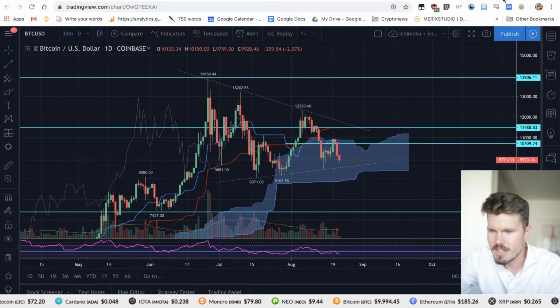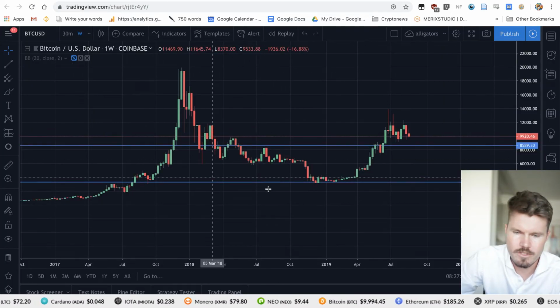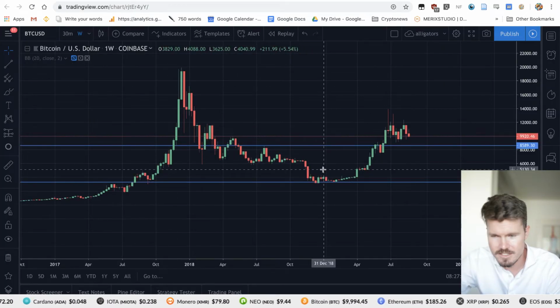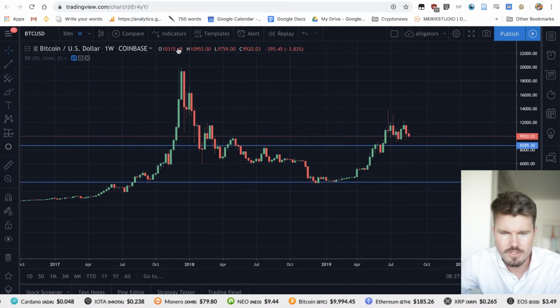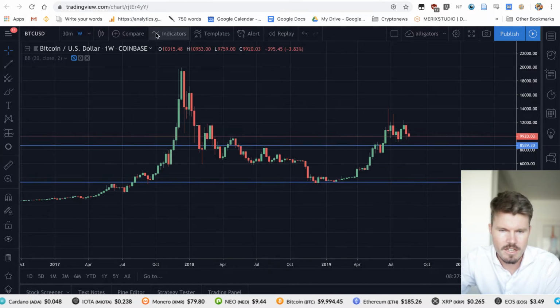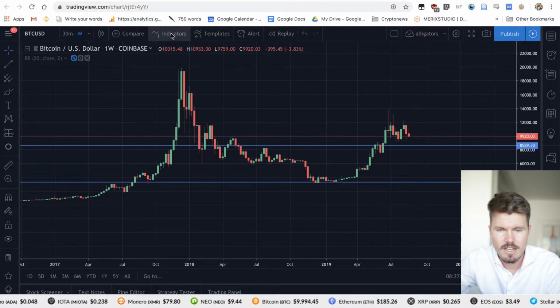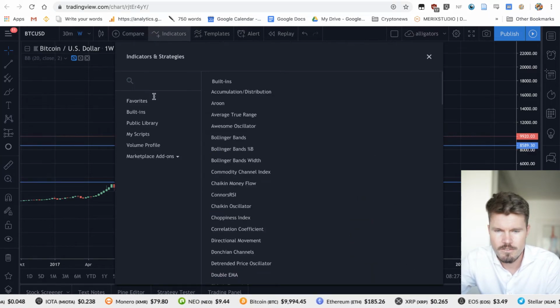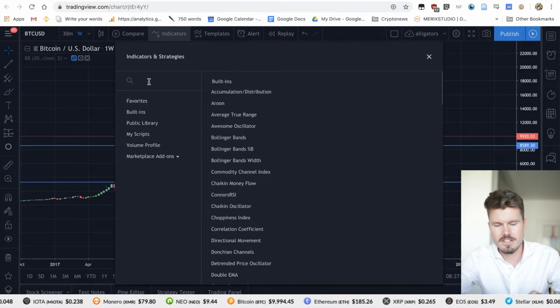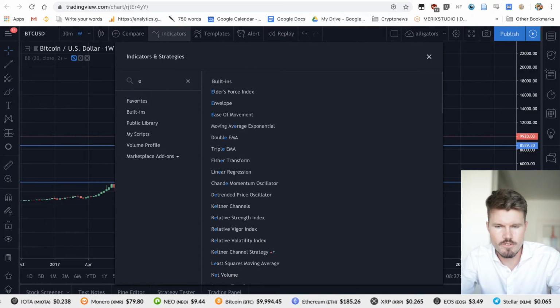Now, your charts will look like this. Now, what you want to do is above here at the wave and the plus sign on indicators, you will click on it and the panel will open up and you can look for exponential moving average.